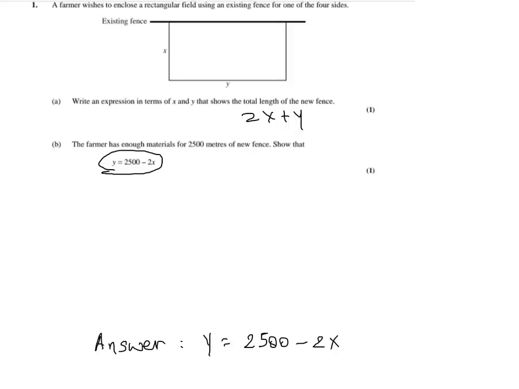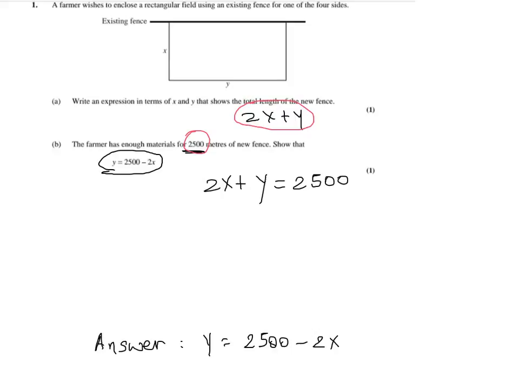So they've told you that we have 2,500 meters for our new fence. And we also know that this is our expression in terms of x and y for the length of the fence, which basically means that this value is supposed to be the same as this value. So we can make that equal: 2x plus y, which is the length of the new fence in terms of x and y, is equal to 2,500, which is the length of the new fence, which we've been told.